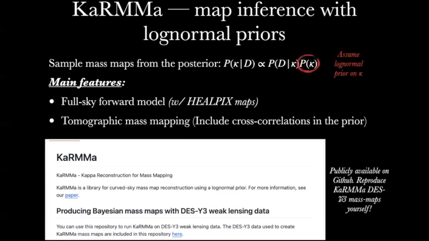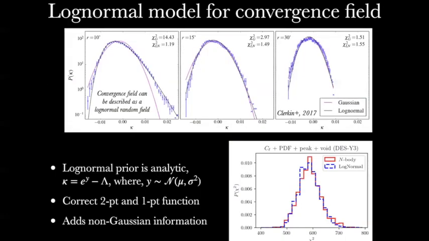In Karma, we assume that the convergence field can be well described as a log-normal field. This log-normal model has been widely used in cosmology to model the convergence field. Here in this plot is a comparison of the log-normal model to the convergence field from an n-body simulation. As you can see, at all resolutions higher than 10 arcminutes, the log-normal model actually fits the one-point function of the convergence field very well.